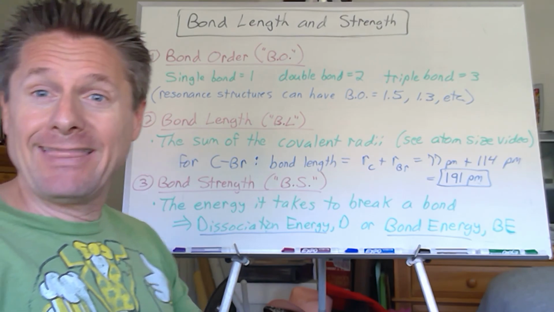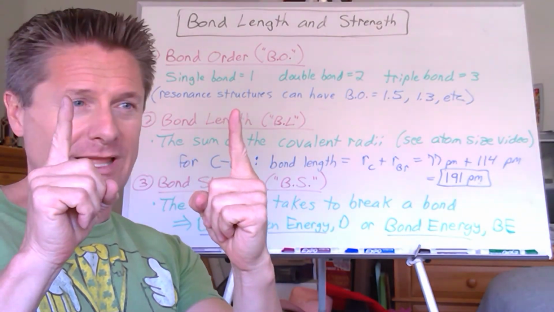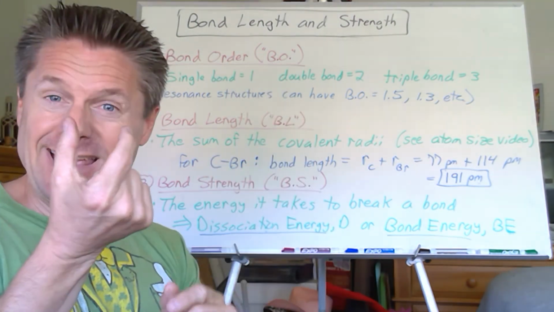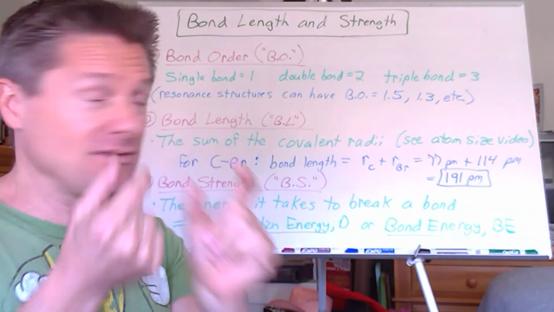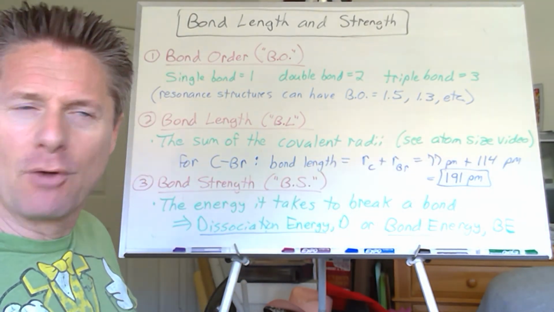So bond length, technically, we've already learned, it's just the sum of the 2 radii. Take the 2 nuclei of the 2 atoms in the bond, take that atomic radius plus the other atomic radius, and you're good. So we've already explained this. I'm not going to go through it anymore.